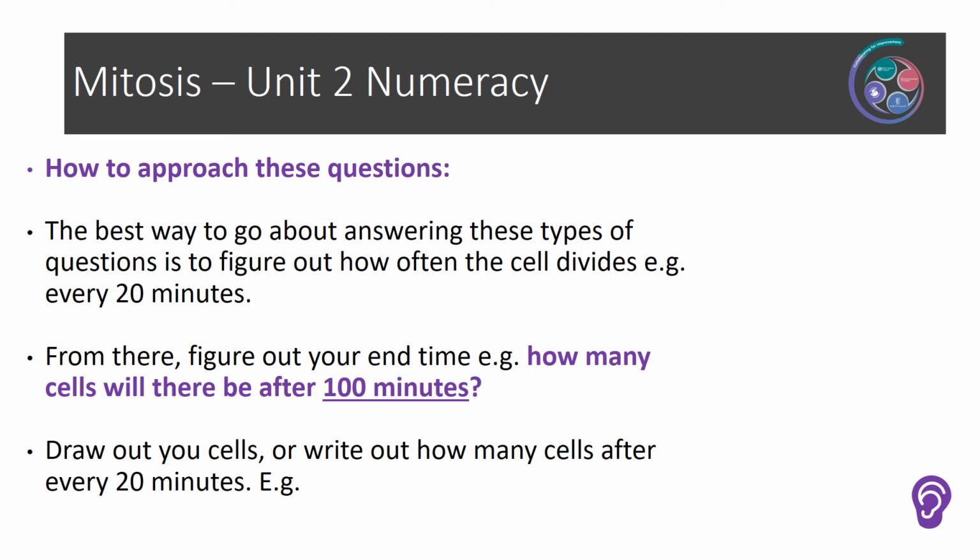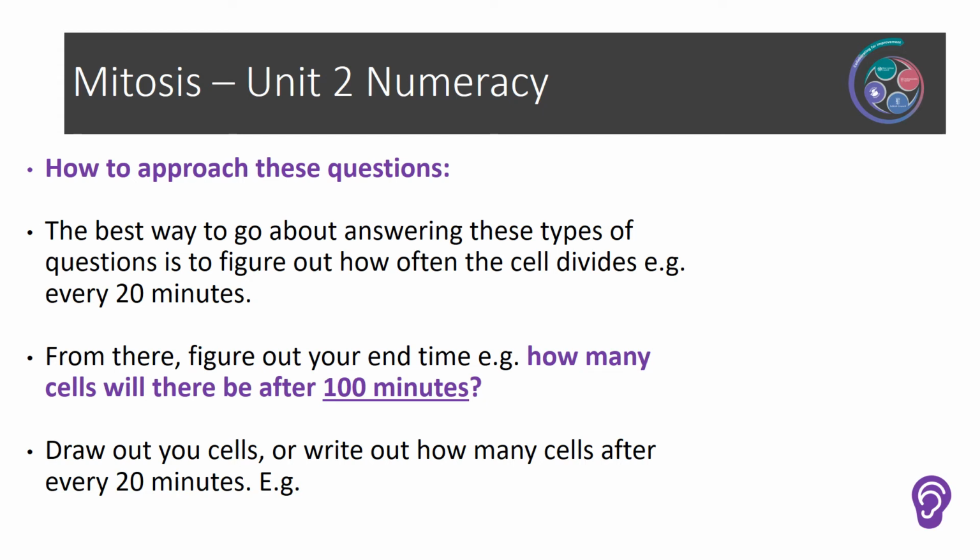How to approach these questions? The best way to go about answering these types of questions is to figure out how often the cell divides. For example, these cells divide every 20 minutes. From there, we want to figure out your end time. Look at the question to figure this out. So for example, again, how many cells will there be after 100 minutes?